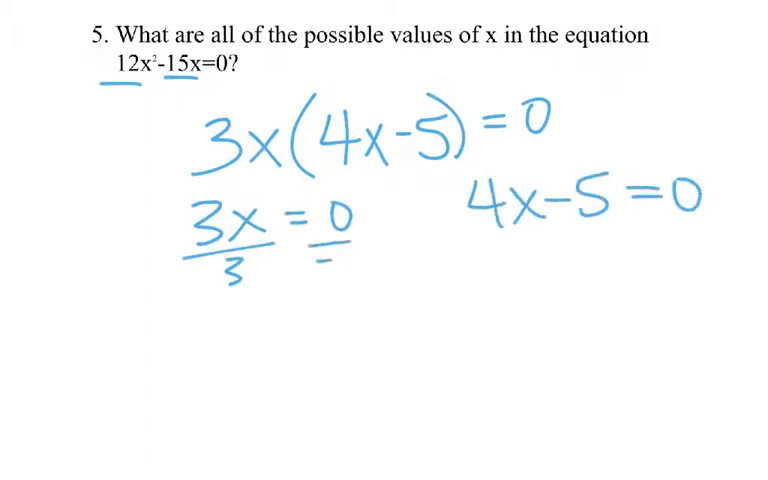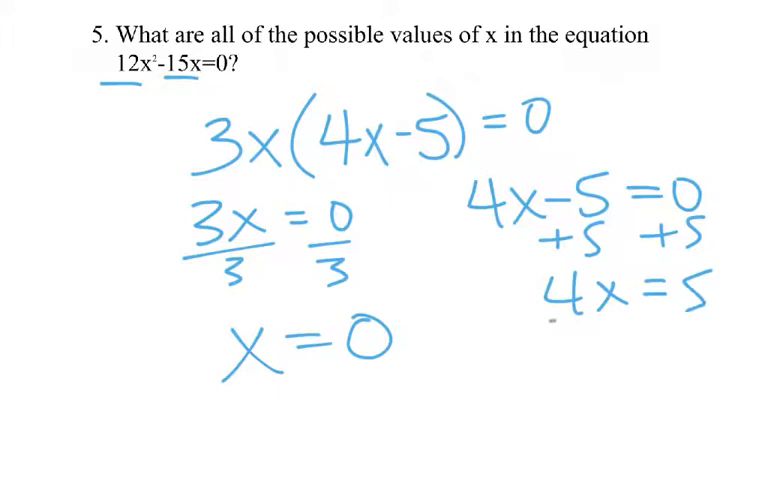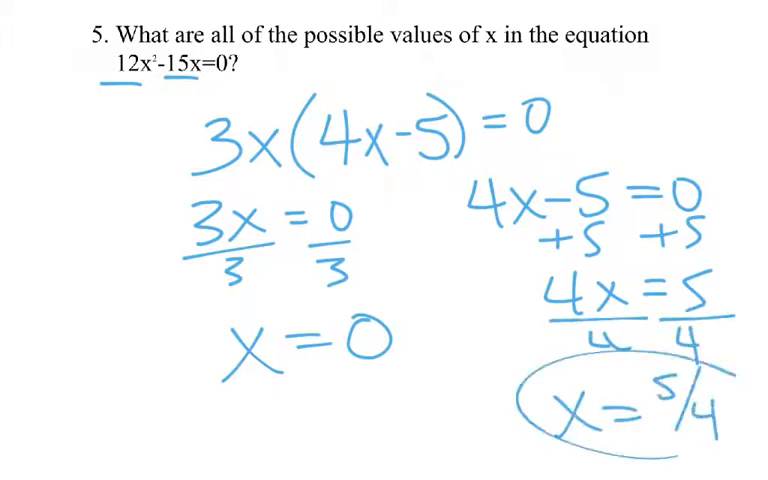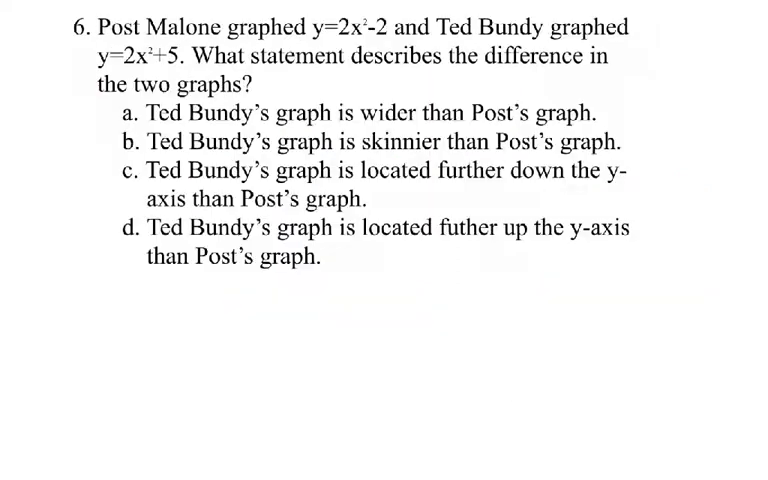So divide by 3. 0 divided by anything is 0. Add 5. 4x equals 5. Divide by 4. x equals 5/4. Okay. So when you do these a lot more, you can kind of recognize what's going to be easier to solve. You could also solve that by graphing, and you could have done the quadratic formula if you like that.